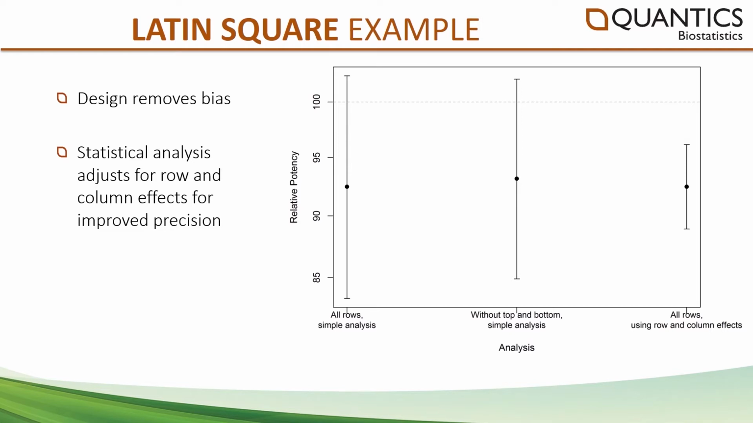So just to recap on the benefits of the Latin square, it first of all removes the bias introduced by row and column effects, and also the statistical analysis allows us to come up with a much more precise estimate of the relative potency from the same data set.